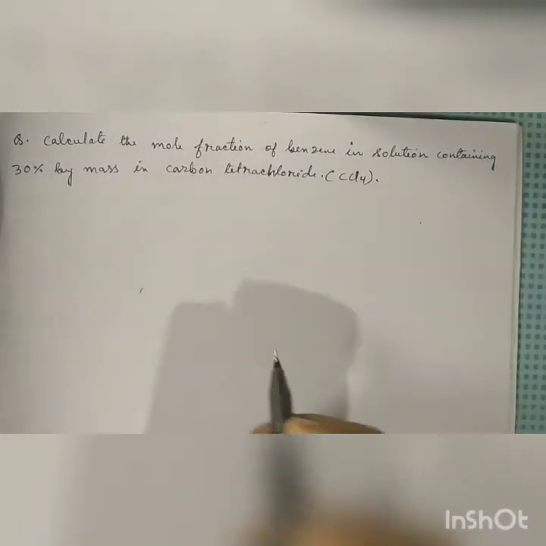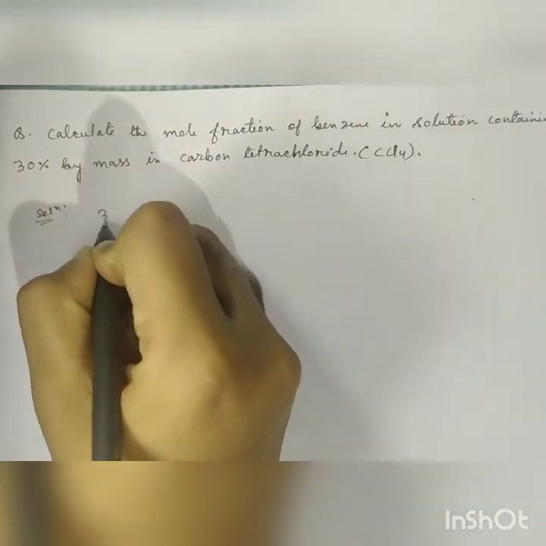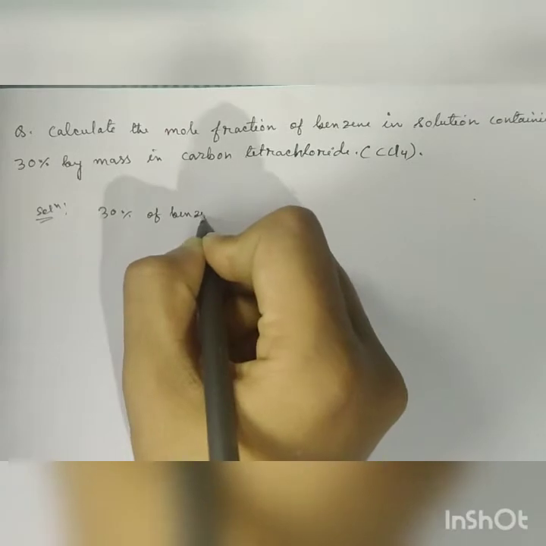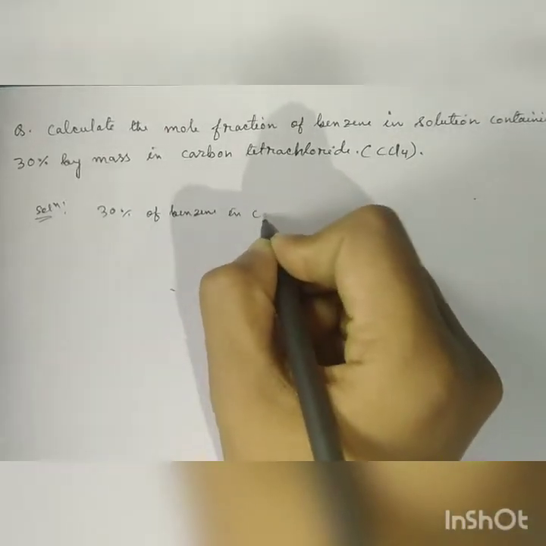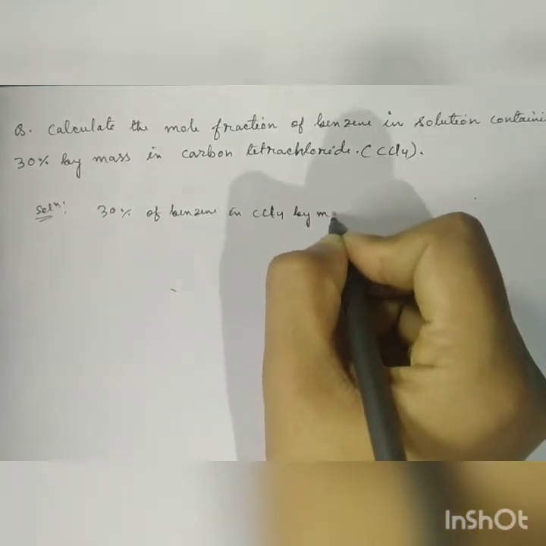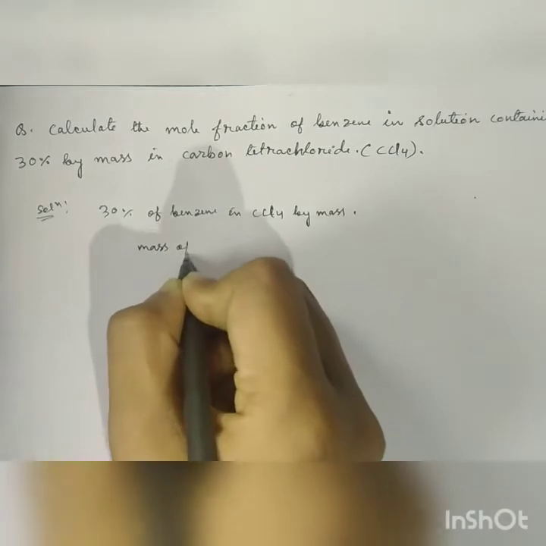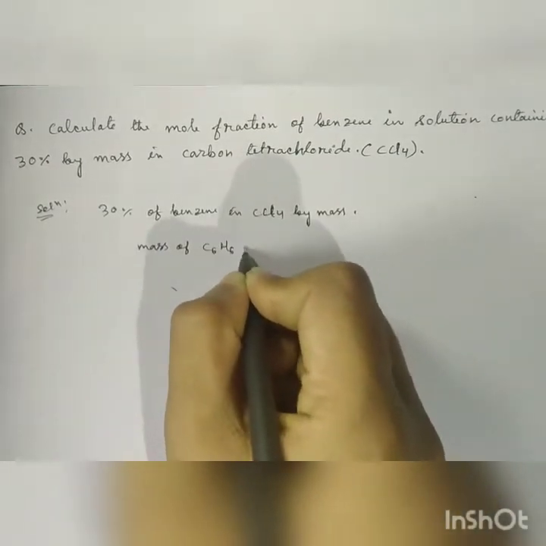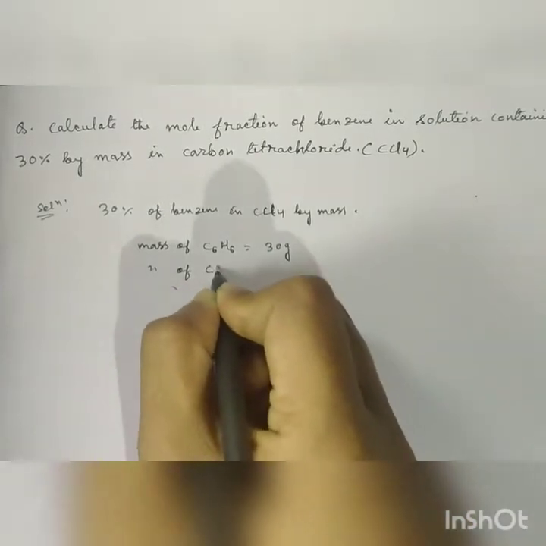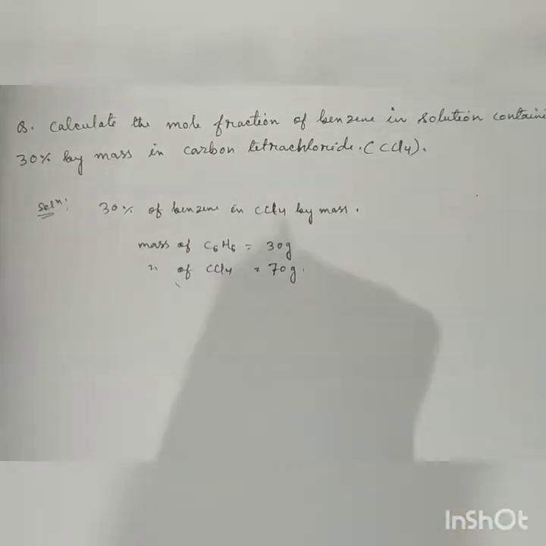Okay, so your next question is: calculate the mole fraction of benzene in a solution containing 30% by mass in carbon tetrachloride, that means CCl4. So the solution here is given as 30% of benzene in CCl4 by mass. That means the mass of C6H6 will be 30 gram, and the mass of CCl4 will be 100 minus 30, that means 70 gram.